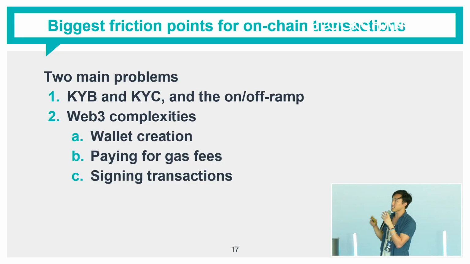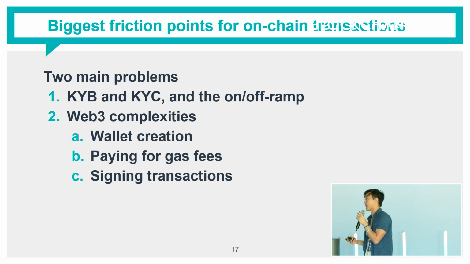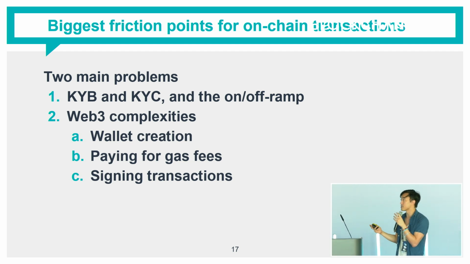So the biggest friction points for on-chain transactions right now are two main things. One is the KYB and the KYC, and obviously the on-off ramp.